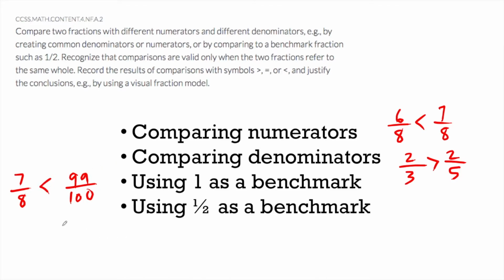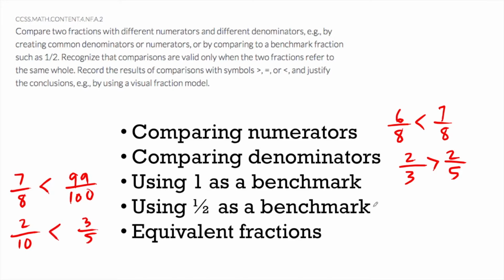Using half as a benchmark, when there's one number that is less than half and one number that is more than half, then we can tell that the one bigger than half is bigger. And then finally, using equivalent fractions.